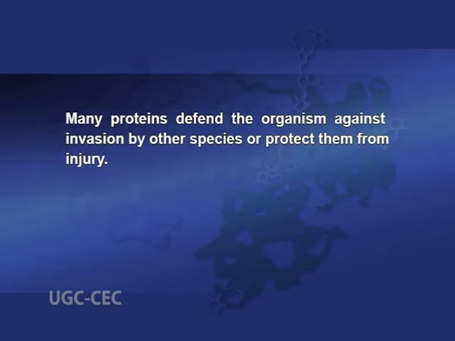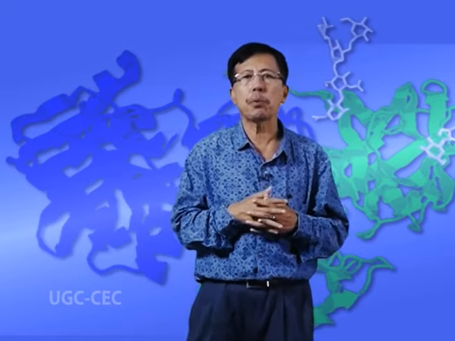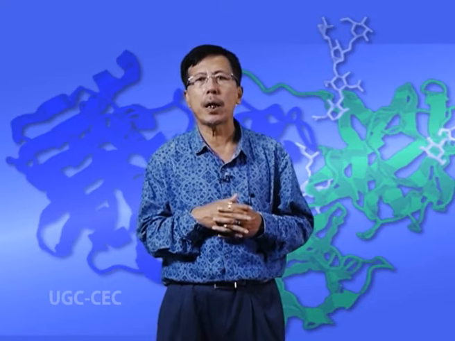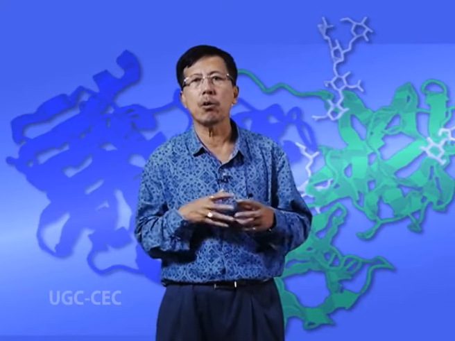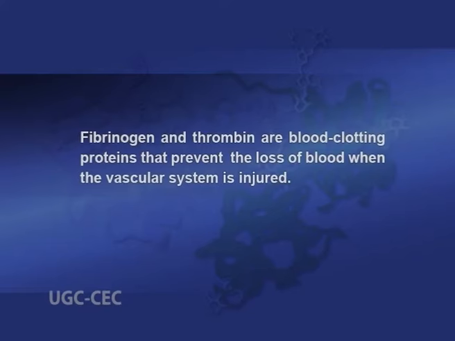Many proteins defend the organism against invasion by other species or protect them from injury. The antibodies or immunoglobulins, the specialized proteins made by the lymphocytes of vertebrates, can precipitate or neutralize invading bacteria, viruses, or foreign proteins from another species. Fibrinogen and thrombin are blood clotting proteins that prevent the loss of blood when the vascular system is injured.